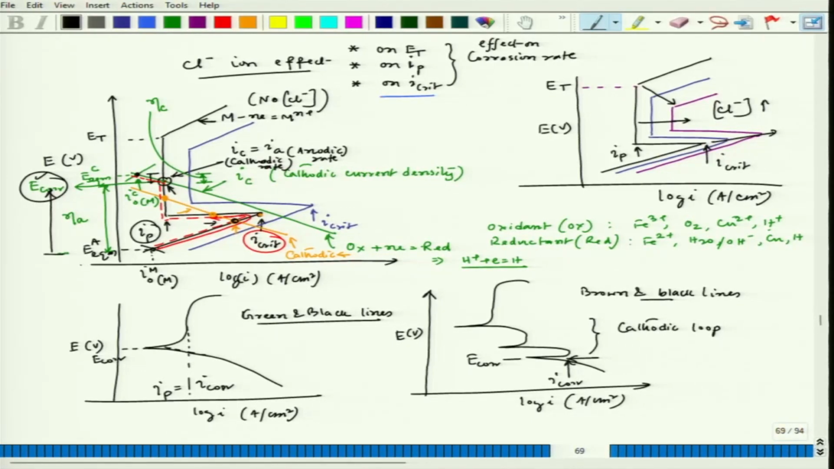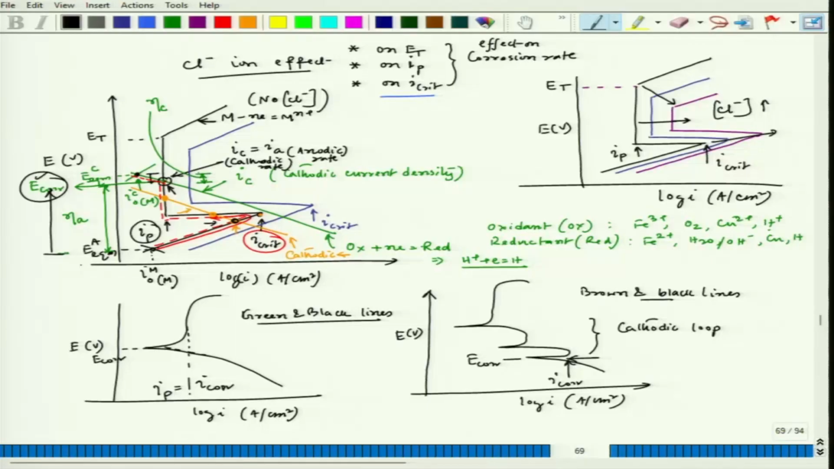So, it is very important that the cathodic line should cross the I critical point. If it does not cross the I critical point, and if we start with a fresh metal, that means it does not have any passive layer or oxide layer on top of it, then definitely the attainment of stable passivity would be better in the situation where the cathodic line just bypasses the I critical value.